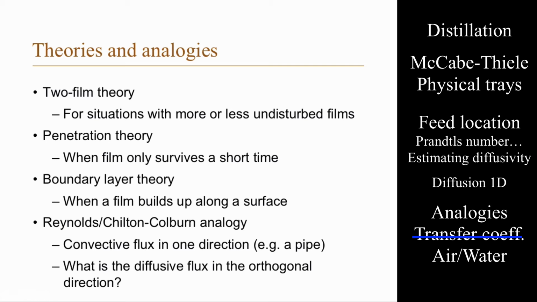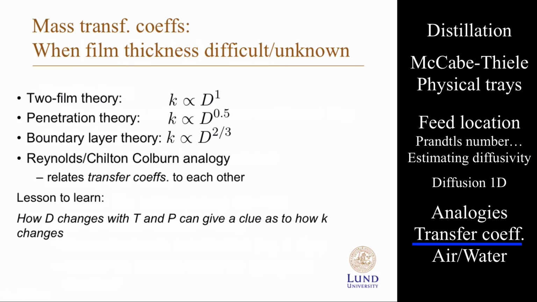So these three theories tell you something about the relation between the mass transfer coefficient and the diffusivity, while Reynolds analogy and Chilton-Colburn analogy, they relate different transfer coefficients, like the mass transfer coefficient and the heat transfer coefficient, as well as the transfer coefficient for momentum. And these three theories, in the two-film theory, the mass transfer coefficient is proportional to the diffusivity, straight up. For penetration theory, K is proportional to the square root of the diffusivity, and for boundary layer theory, it's proportional to the diffusivity to the power of 2/3.